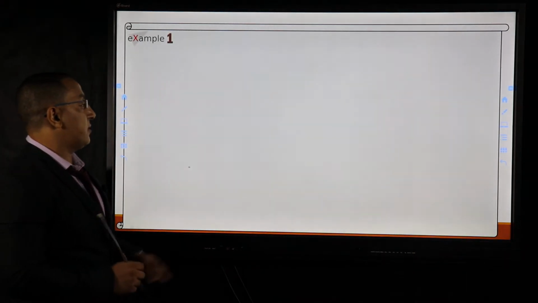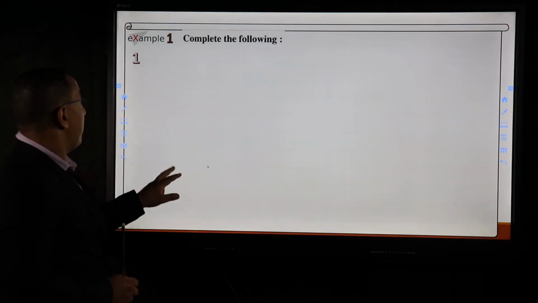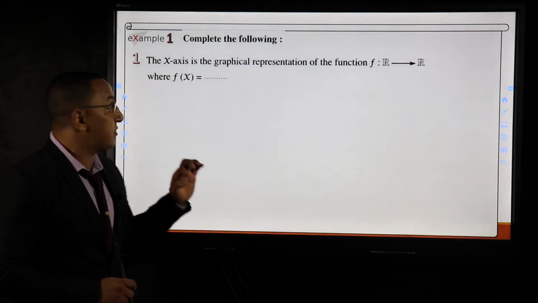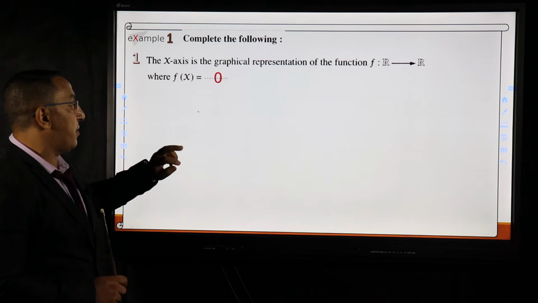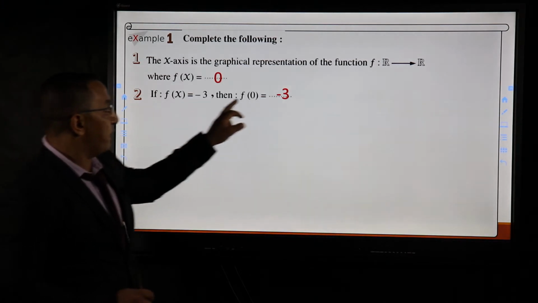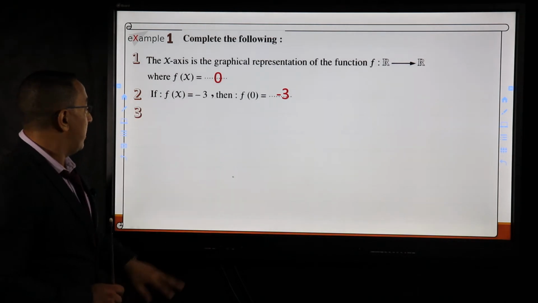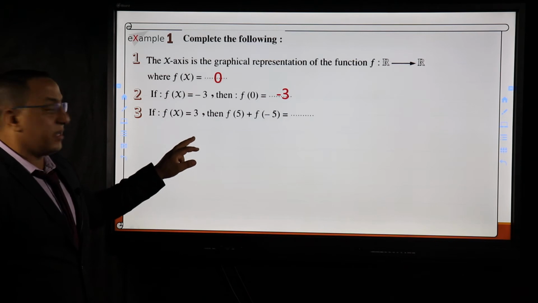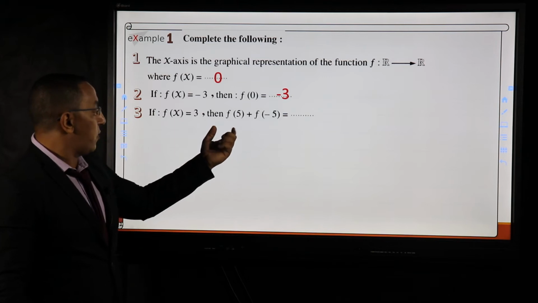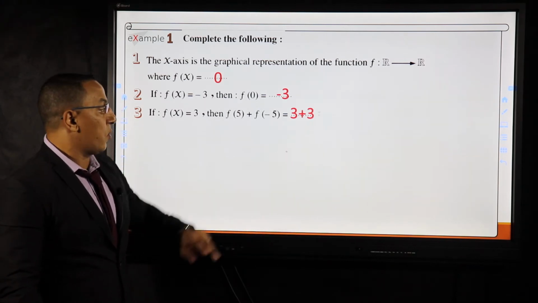Now we have Example 1. Complete the following, and this is a very important question. Number 1, the x-axis is a graphical representation of the function f of x equals 0, as I took before. And number 2, f of x equals -3, so f of 0 equals also -3, because this is a constant function. And here f of x equals 3, so f of 5 plus f of -5. This is tricky. F of 5 equals 3 and f of -5 also equals 3, so this is 3 plus 3 equals 6.